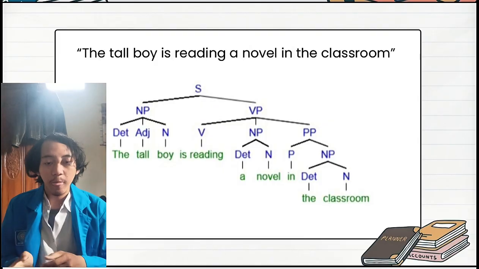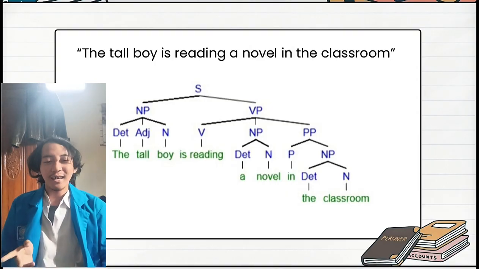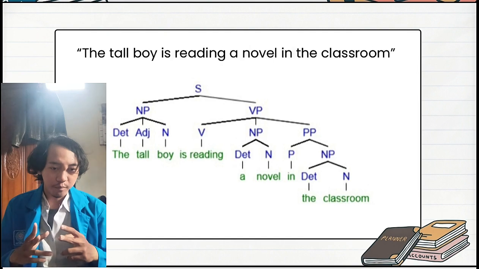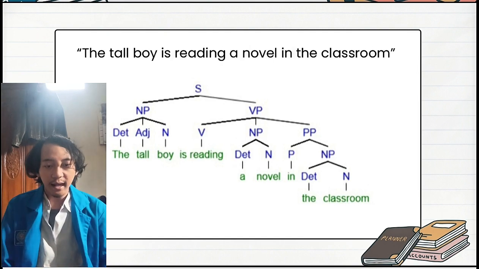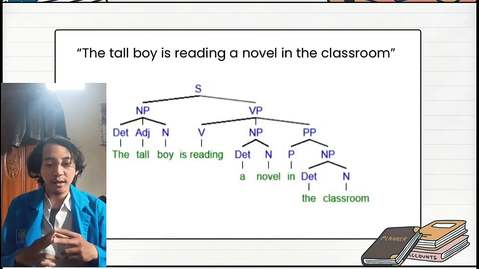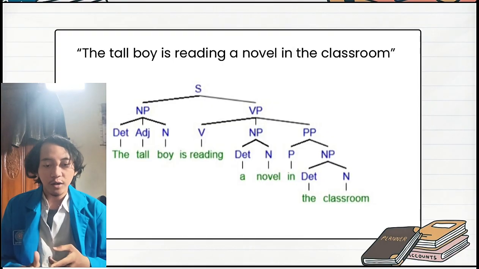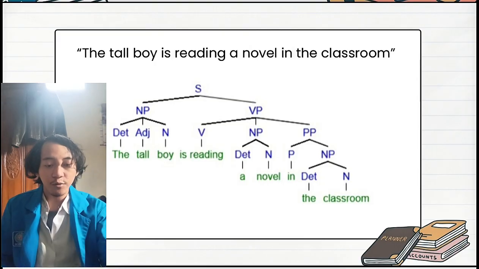For the PP, it becomes two parts. For the preposition, there is "in", and the NP becomes two parts: determiner and noun. The determiner is "the", and the noun is "classroom".